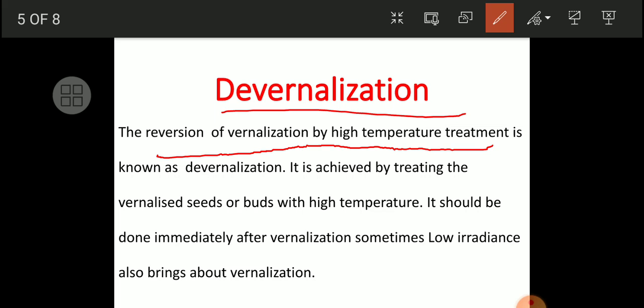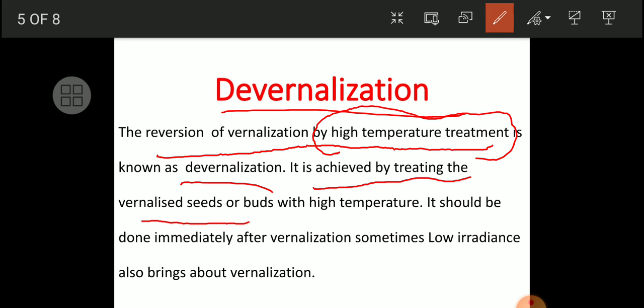But in case of devernalization, the reversion of a vernalization by high temperature treatment is known as devernalization. So whatever vernalized effect is there, that effect is nullified or reversed by treating that plant with the help of a high temperature. It is achieved by treating the vernalized seeds or buds with high temperature. It should be done immediately after the vernalization.